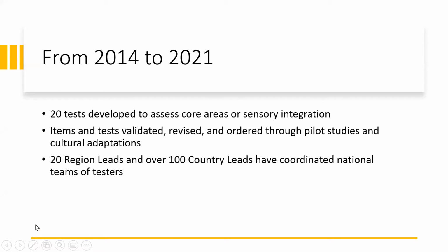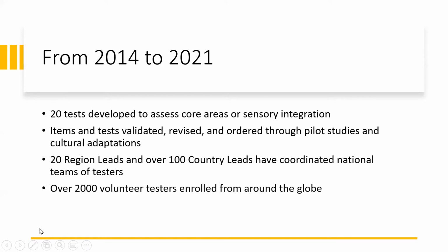Many of you who are joining us today are our region leads or our country leads. We have our 20 areas of the world with over 100 country leads who have been coordinating teams of testers from every corner of the globe. Over 2,000 volunteer testers are enrolled in our data collection system. Every time I see that number, I am just blown away that we have so many people willing to give their time and energy. And so far, we have over 2,500 children from around the world who are tested.